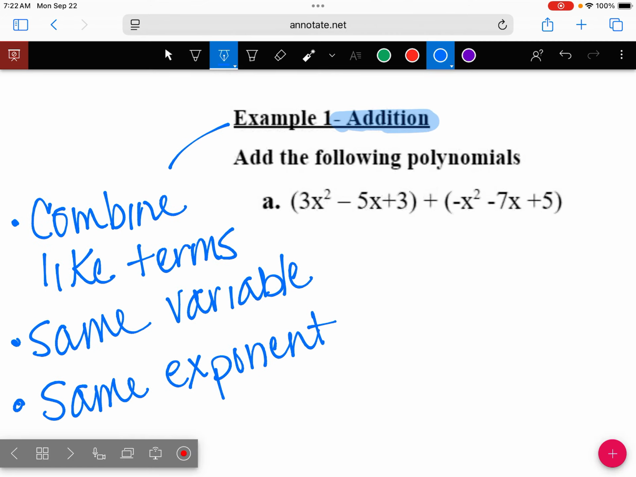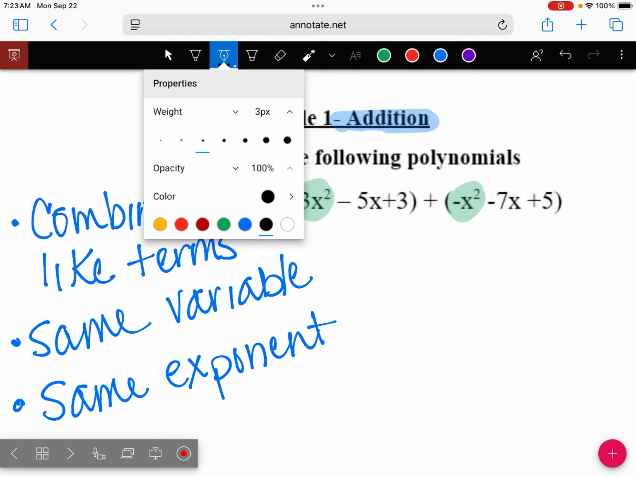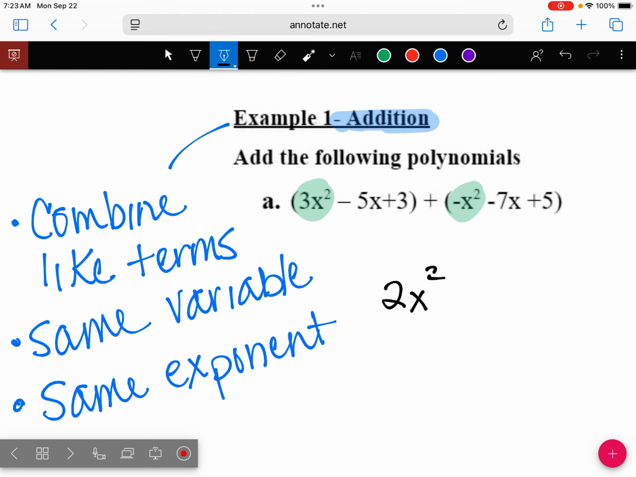So I'm going to zoom in a little bit. So 3x squared and negative x squared, that would be like terms. So 3 minus 1 is 2. So that would be 2x squared, because there's an invisible 1 right here. So I took 3 minus 1 to get 2.